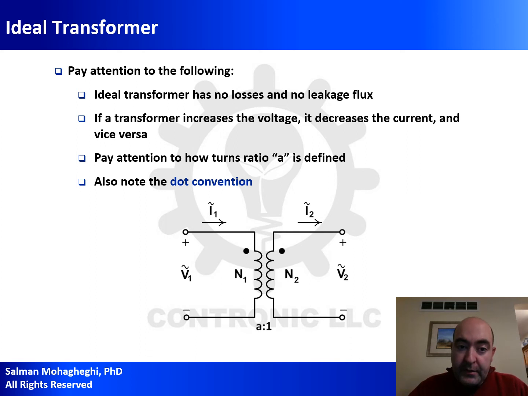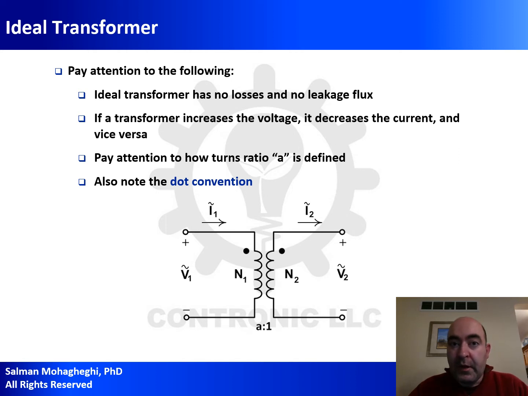In defining that, I use the notion of turns ratio A. Be very careful when you use that notion. Why? Because different people define it differently. I define A, turns ratio, as the ratio of the number of turns on the primary side divided by the secondary side. So A, by my definition, is N1 divided by N2.